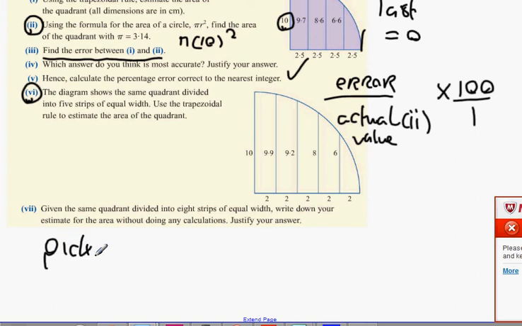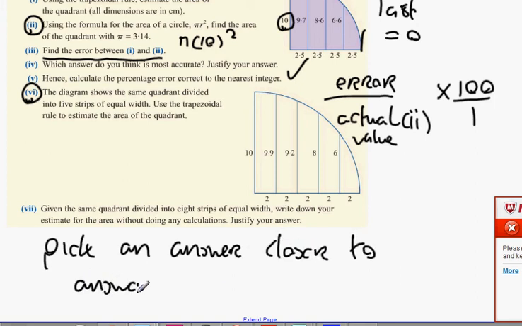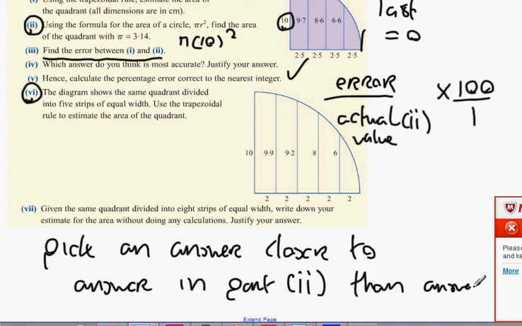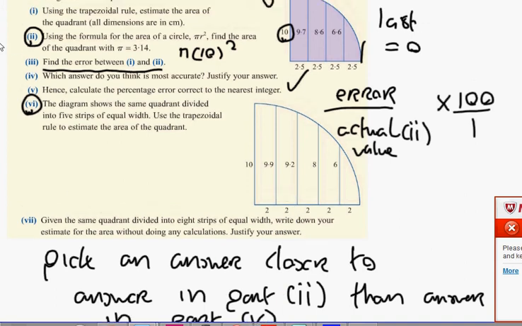So look, pick an answer closer to the answer in part 2. Pick an answer closest to the answer in part 2. Okay, it will be very confusing until you do it yourself, but please just look at this later on and go through it. Okay, you'll be alright.